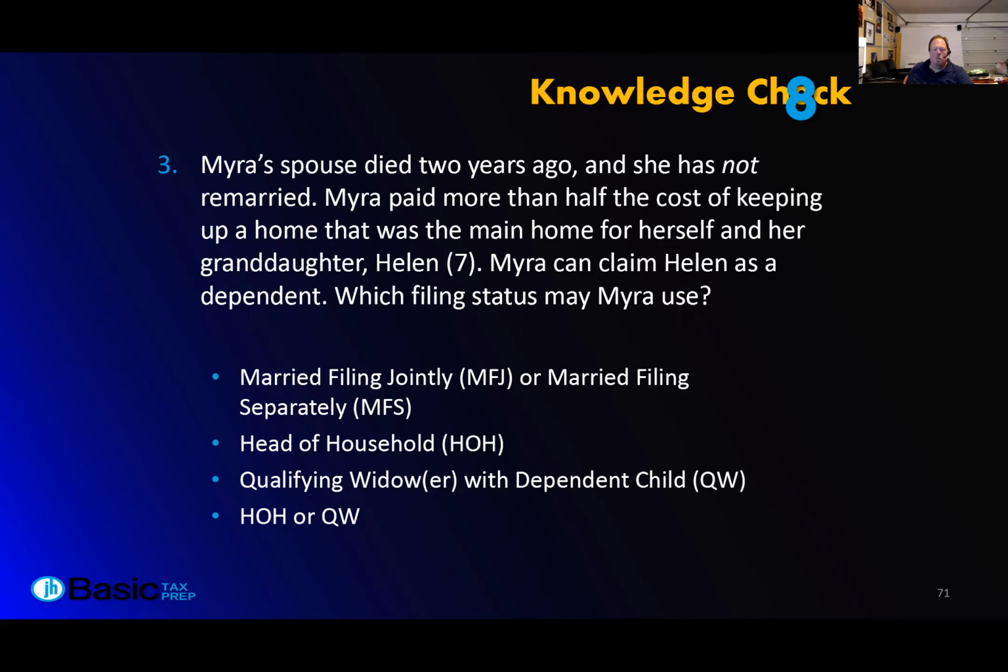Head of household, possibly. Qualifying widower with a dependent child? Well, this is not her child. Remember, that's the thing. This is her granddaughter, not her child. So for a qualifying widow with a dependent child, we know it can't be that one. So it's either head of household or qualifying widow. It wouldn't be qualifying widow because she's got a possibility she can claim head of household. So it's just head of household.